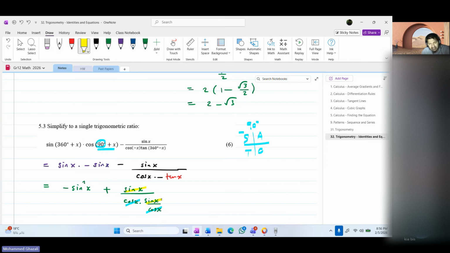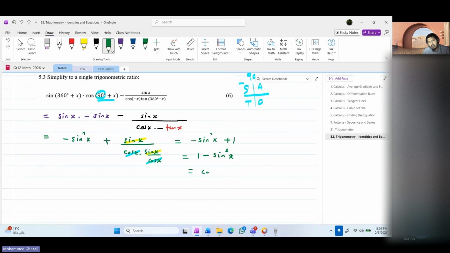The sine and the sine also cancel out. So everything cancels out here. We are left with negative sine squared x plus 1, which is 1 minus sine squared x. And what is 1 minus sine squared x? Cos squared x. And that's my answer. So we simplified to a single trigonometric ratio.